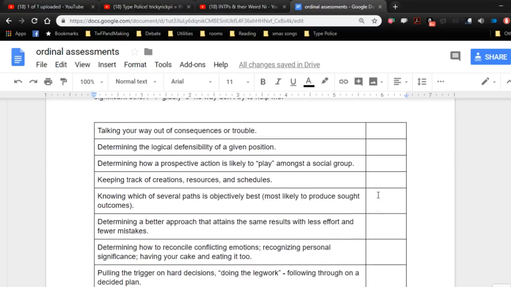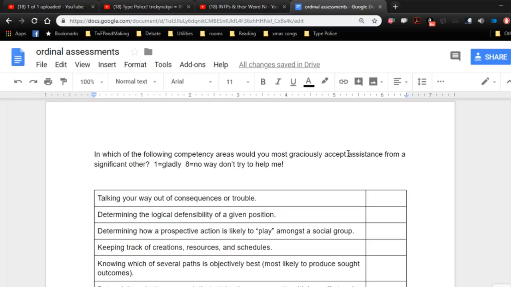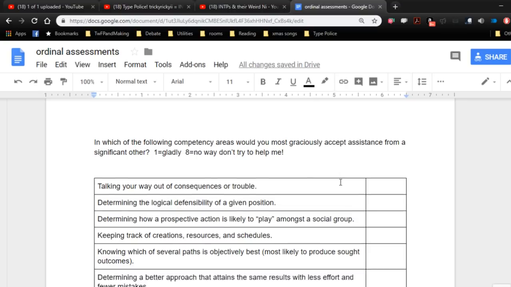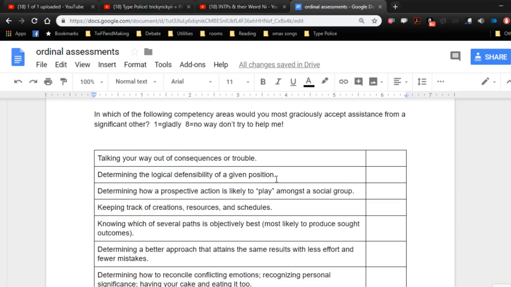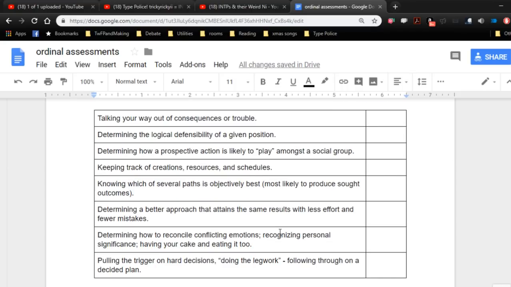Yeah. And which of the following competency areas would you most graciously accept assistance from a significant other? Talking your way out of consequences or trouble. Determining the logical defensibility of a given position, which is a different thing entirely. Determining how a prospective action is likely to play amongst a social group. Keeping track of creations, resources, and schedules. Knowing which of several paths is objectively best, most likely to produce sought outcomes. Determining a better approach that attains the same results with less effort and fewer mistakes. Determining how to reconcile conflicting emotions, recognizing personal significance, having your cake and eating it too.